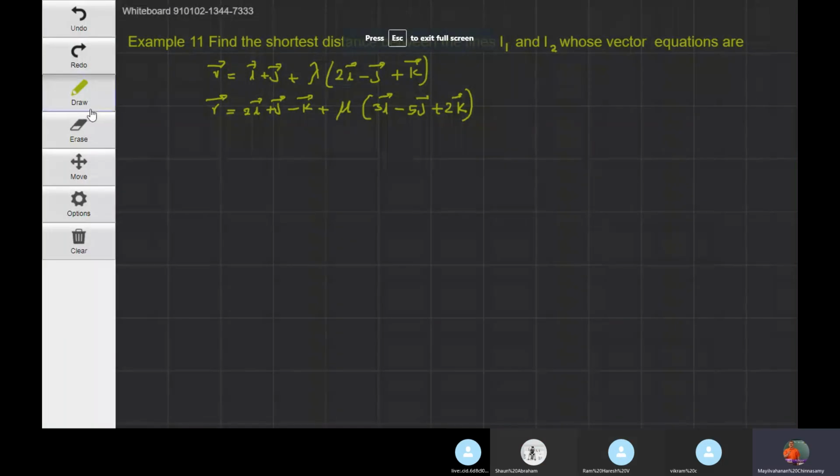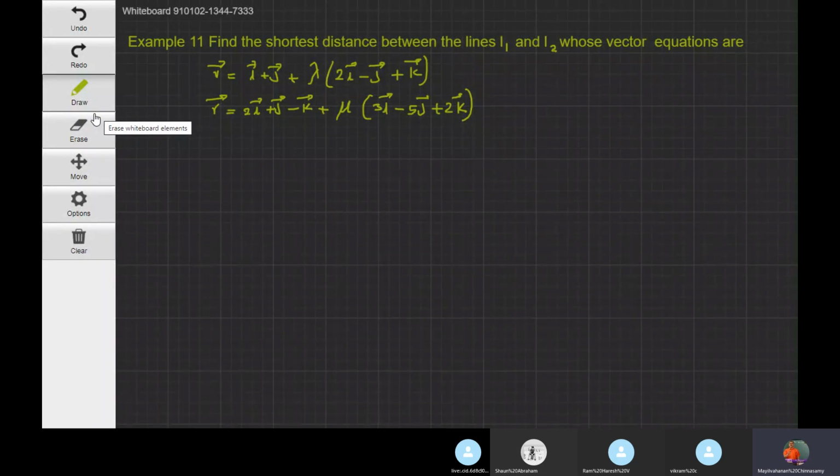Hi friends, this is the 3D, three-dimension chapter, example 11. Find the shortest distance between the lines L1 and L2, whose vector equations are given. Through that we have to find it, so first let's write the distance formula.